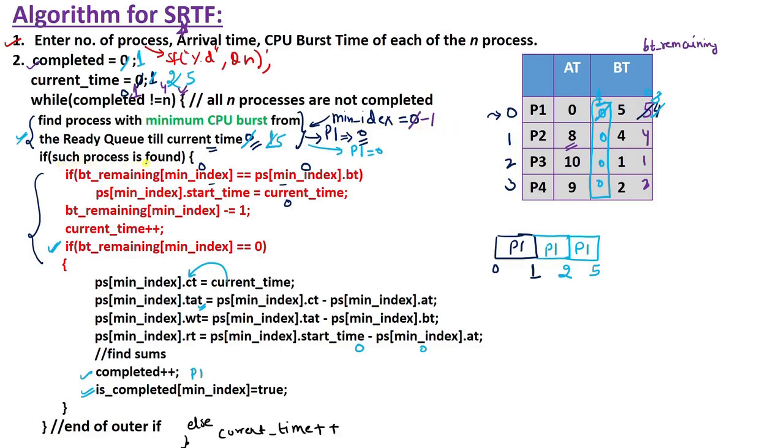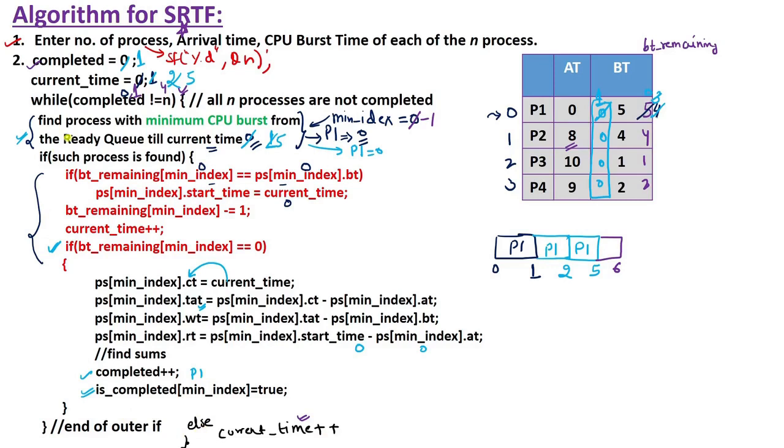At that time we will say, if min index is -1, then there is no such process found inside the ready queue. We'll leave this if and come to else. We will increment the current time in that case by 1 only. So we'll just increment it by 1.